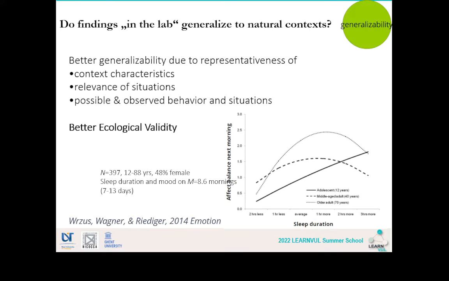generalizability, in the sense that you can generalize the information because it represents more what is happening in real life. So, the ecological validity. Okay.